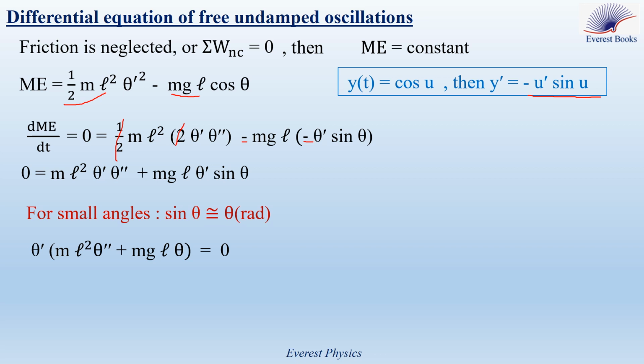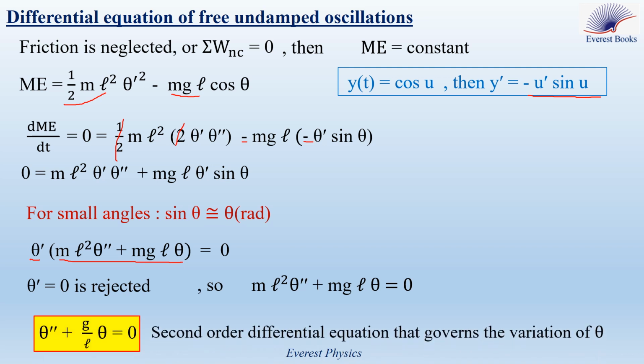Here we have two solutions. Theta prime is equal to 0, or ml squared theta double prime plus mgl theta is equal to 0. But physically, theta prime equal to 0 is rejected, or cannot be a solution. So the solution is ml squared theta double prime plus mgl theta is equal to 0. Divide both sides by ml squared. So theta double prime plus g over l theta is equal to 0, which is the second order differential equation that governs the variation of theta.